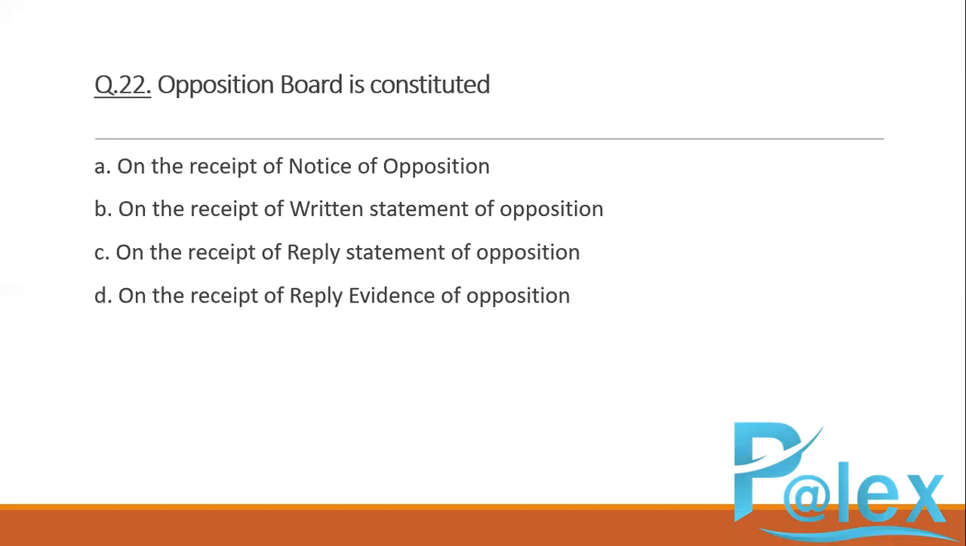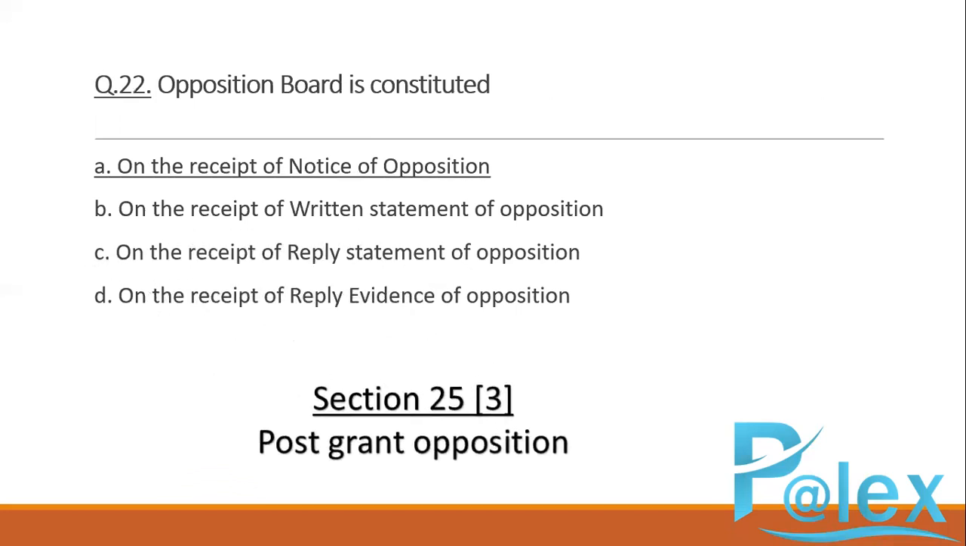Opposition board is constituted on receipt of notice of opposition, receipt of written statement of opposition, reply statement of opposition, or reply evidence. The correct answer is notice of opposition for this. This is under section 25(3) for post grant opposition. Remember that the opposition board is something which is for post grant opposition only, because herein the opponent is also a party to the proceedings basically, and only a person interested can file.